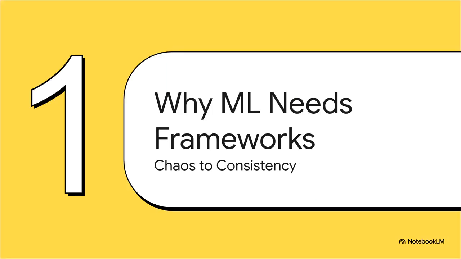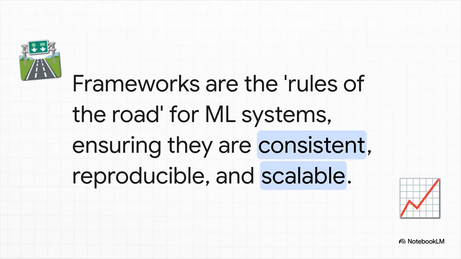Okay, section 1. Why do we need frameworks in the first place? Well, it's all about moving from what can be total chaos to something consistent and predictable. I want you to think of it like this. Frameworks are basically the rules of the road for your machine learning system. Without them, a project can just become this tangled mess. It's unreliable, you can't reproduce your results, and trying to scale it up is a total nightmare. These rules give it the structure it needs to actually work.